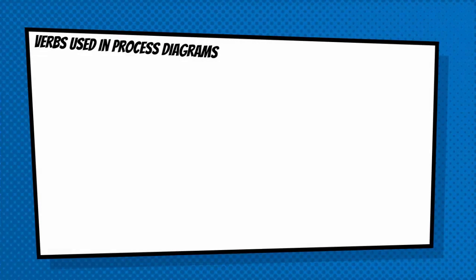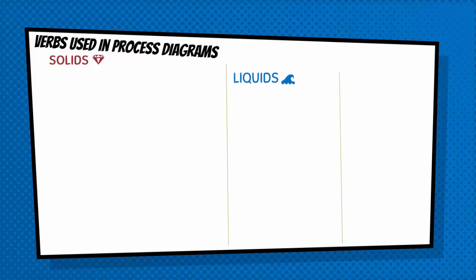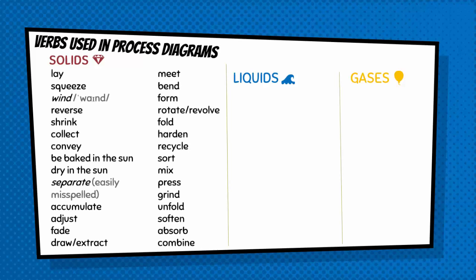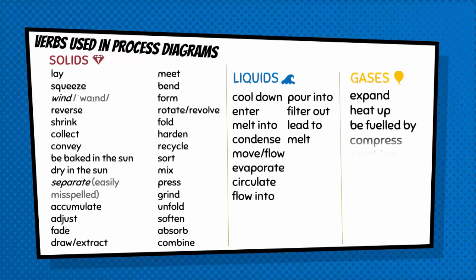There are also some verbs that you may use in the process diagram reports. They are divided into 3 main groups: solids related, liquids related, and gases related. I'm showing you the most common ones, and yes, you do have to remember them all.